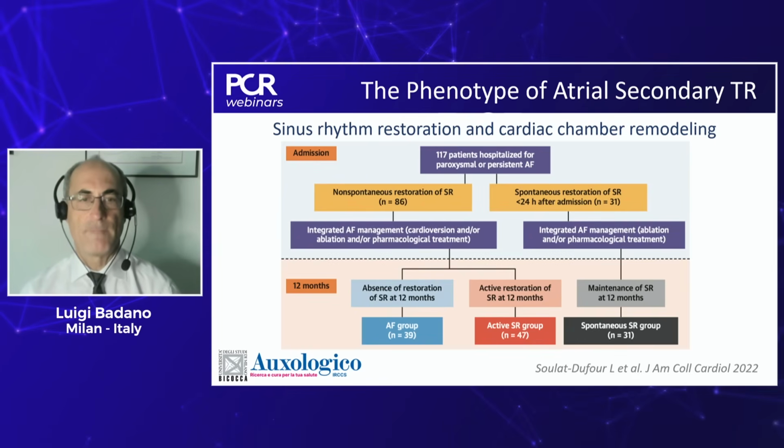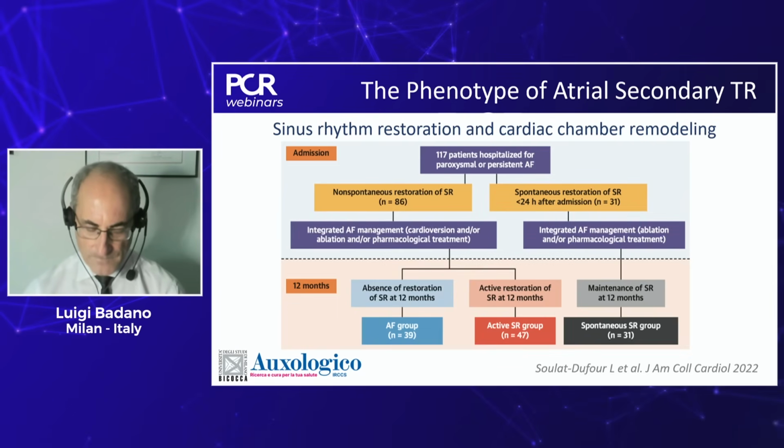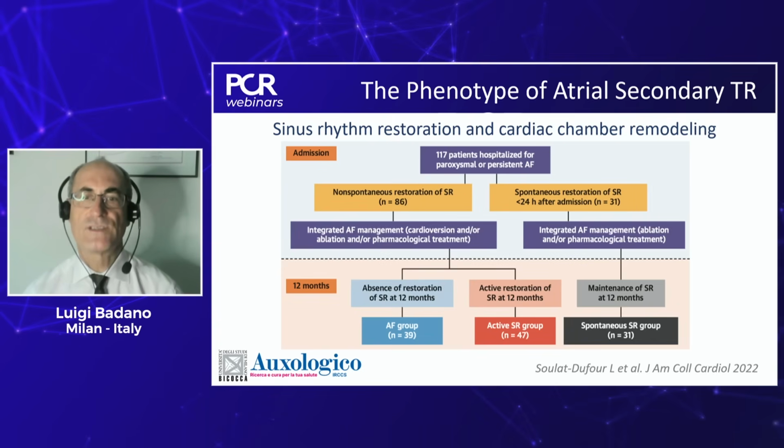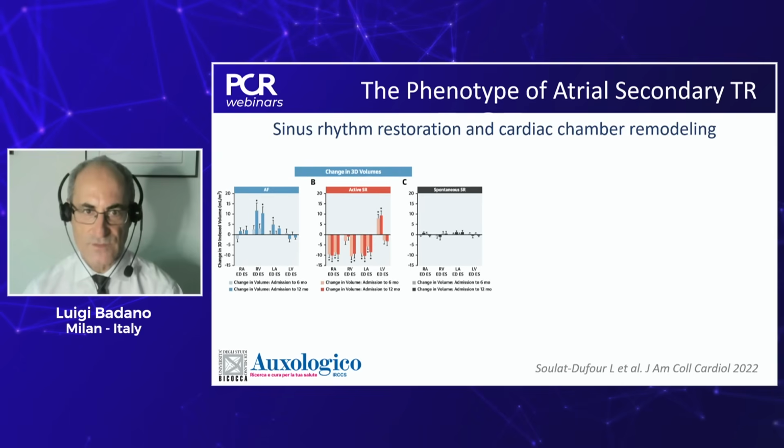This is a relatively large study, more than 100 patients, and the patients were divided in 3 groups. In blue are patients who were unable to recover the sinus rhythm. In red, patients who had an active restoration of the sinus rhythm due to antiarrhythmic drugs or cardioversion, and in black, patients who had a spontaneous restoration of the sinus rhythm.